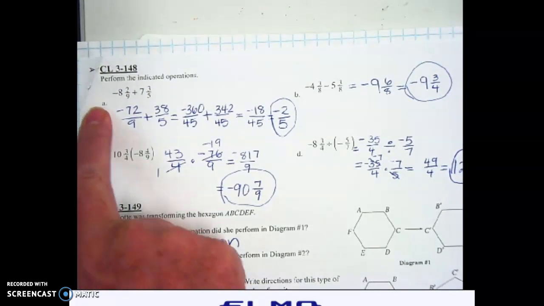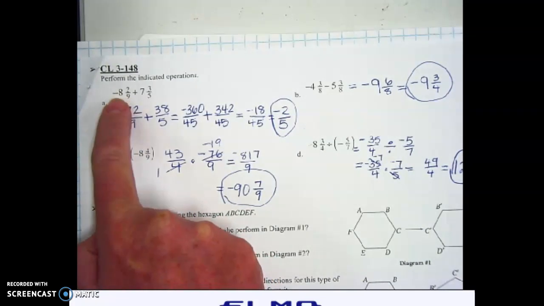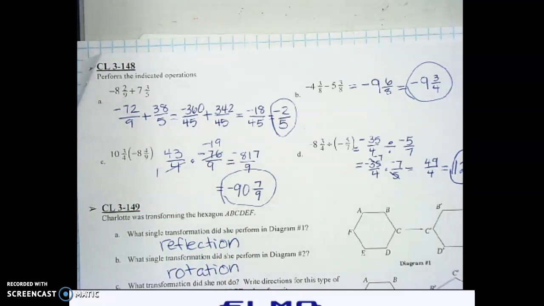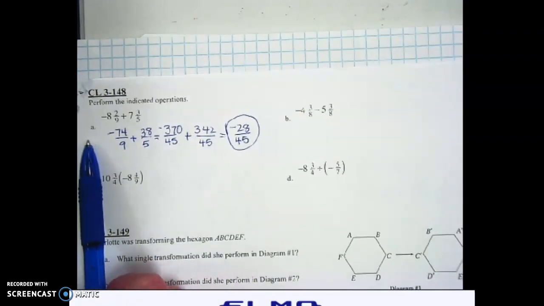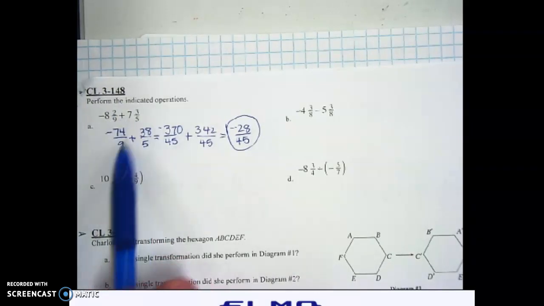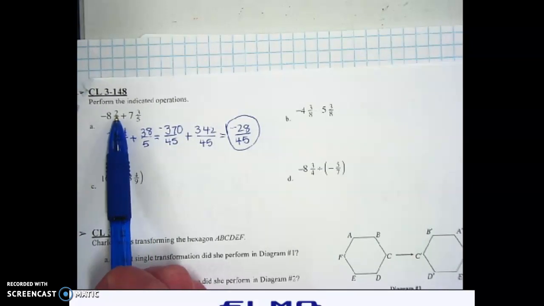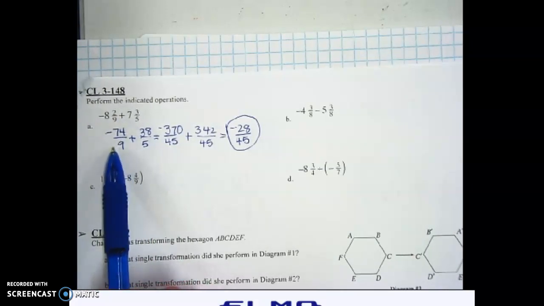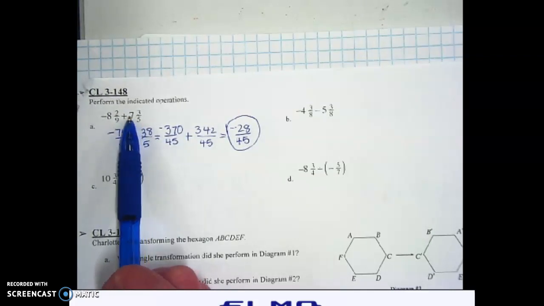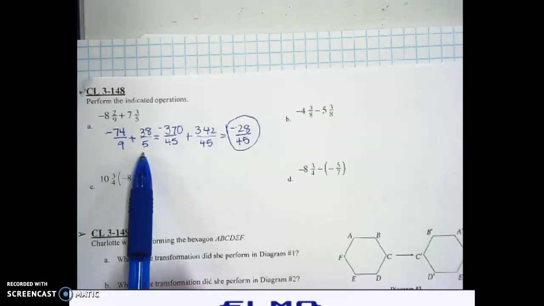For problem A, we wanted to add these two mixed numbers, so I took 8 times 9, 72. All right, so for problem A, 148, we're going to change this mixed number into an improper fraction. So you multiply 9 times 8, which is 72. 72 plus 2 is 74. So it's negative 74 ninths. For the second one, you multiply 5 times 7, which is 35, plus 3 is 38, so 38 fifths.